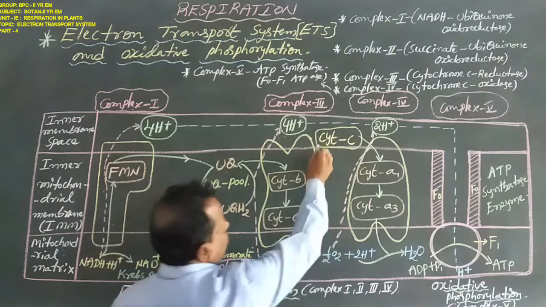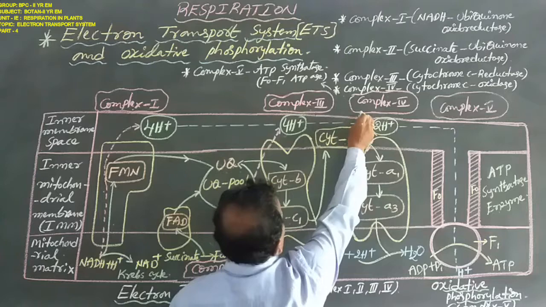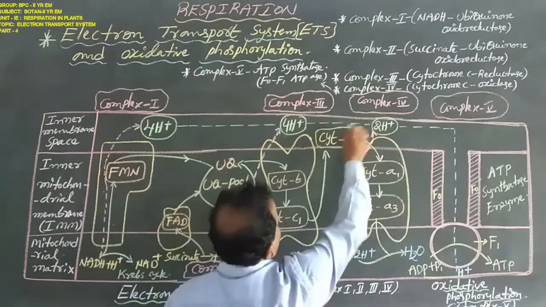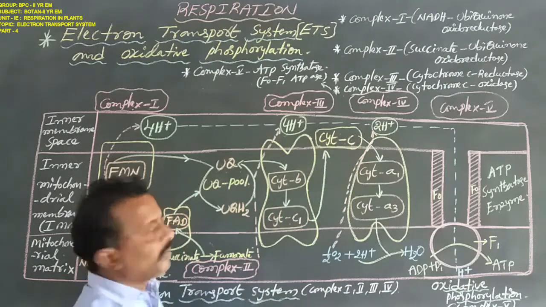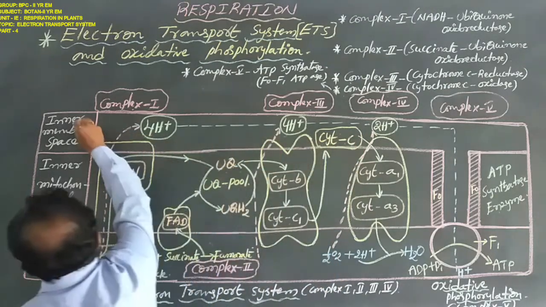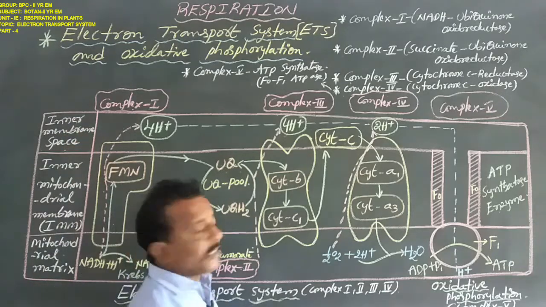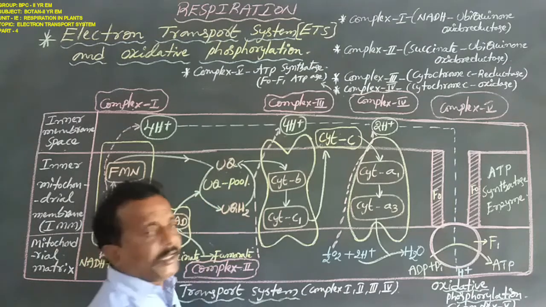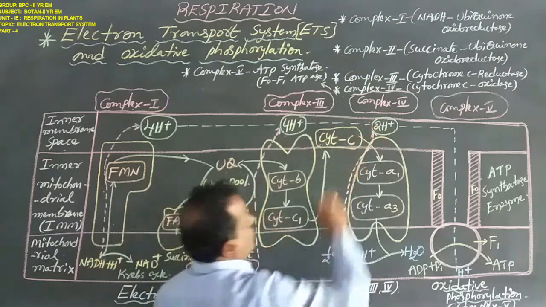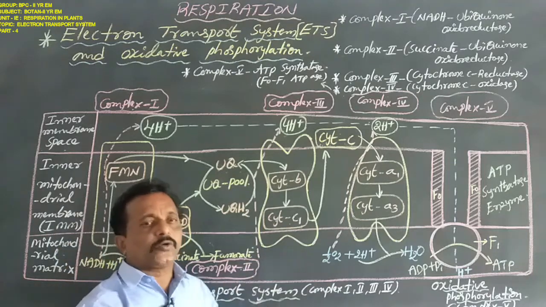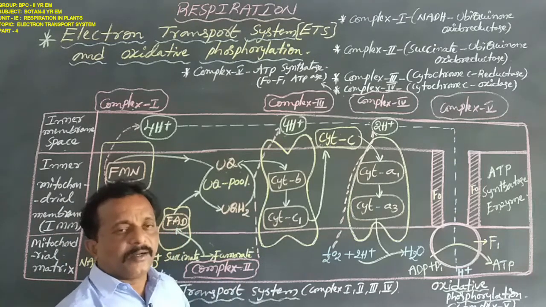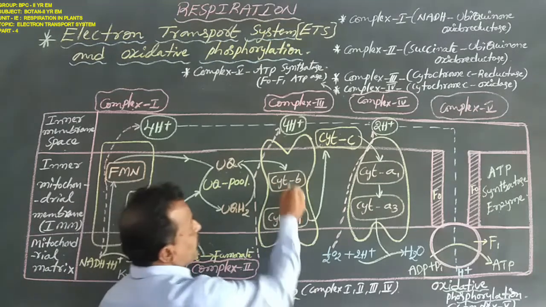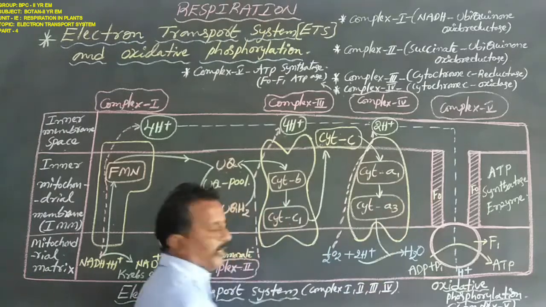Now, cytochrome C lies between complex 3 and complex 4. It is a small protein, and it occurs in the tight space of the inner membrane space. It acts as a mobile carrier between complex 3 and complex 4. Why? Because both contain cytochrome components: one is cytochrome BC1, another is cytochrome A1A3.